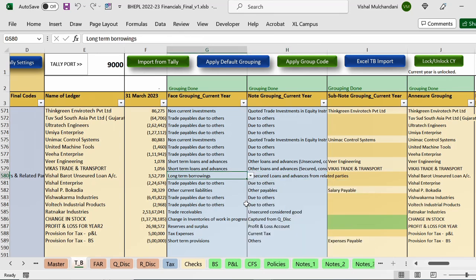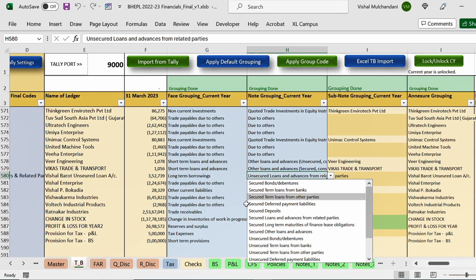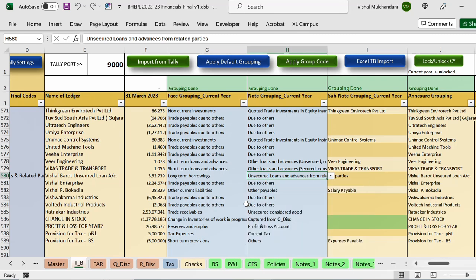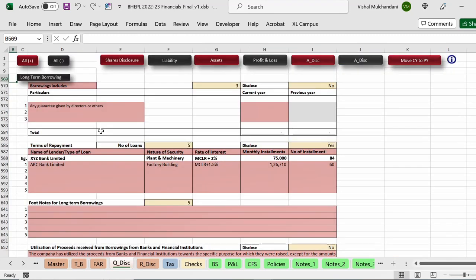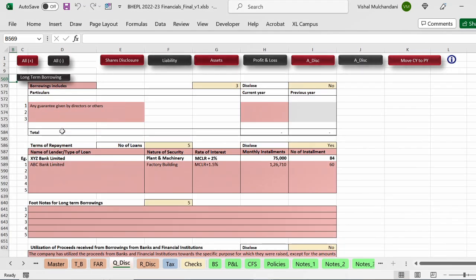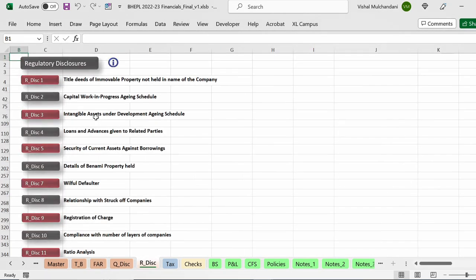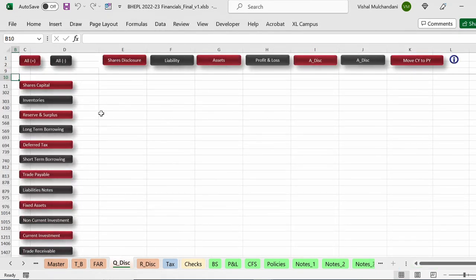For example, with respect to short term and long term borrowing, you will have to further select whether it's secured or unsecured, and whether it's from a related party or non-related party. So by the mechanism of this tool itself, you will automatically get complied with the rules and regulations of Schedule 3 as well as the accounting standards. With respect to qualitative disclosure, we have this QDIS. Over here, whichever disclosure is applicable to your entity, you can just click on the tab of that and fill in the details. This QDIS as well as RDIS serve the purpose of your checklist.